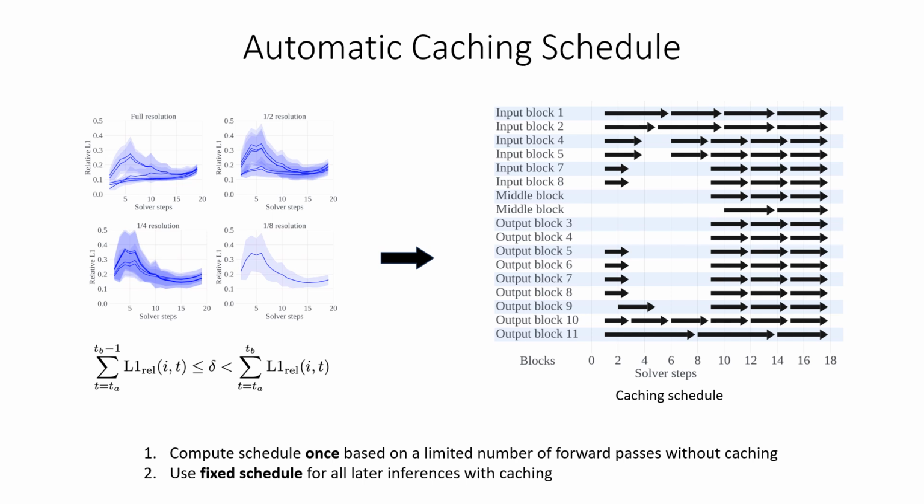To determine when to use cached values, we rely on the analysis from before. We define that once the sum of updates for a block exceeds a certain threshold, delta, then we recompute it. After the schedule is generated, it is fixed for all later inferences.